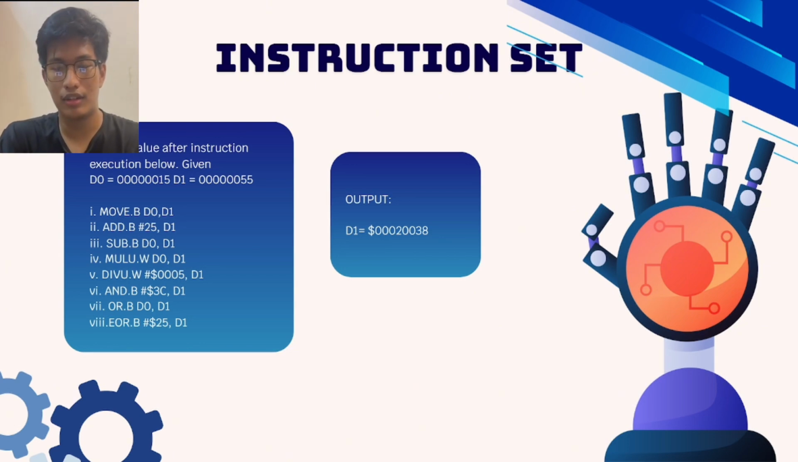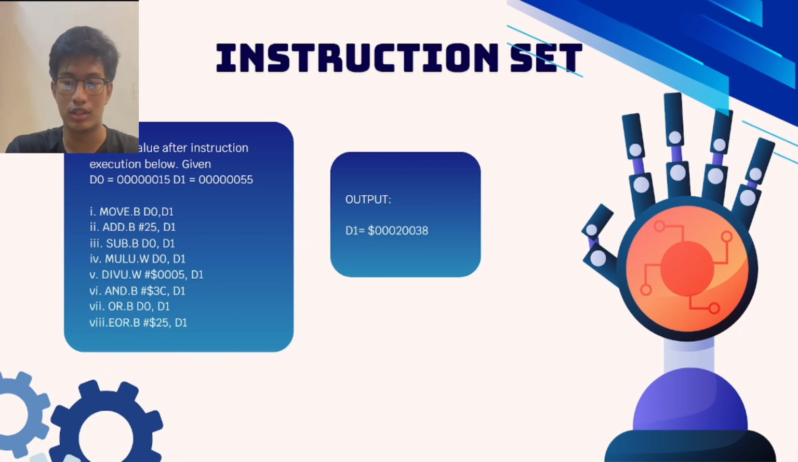9B turns into binary, which equals 10011011. And 3C in hexadecimal, which we have to turn into binary, equals 00111100. And then to perform the instruction, we have to do 9B AND 3C, which equals 00111000, which turns into hexadecimal 38. Now, the final answer will be 00020038.